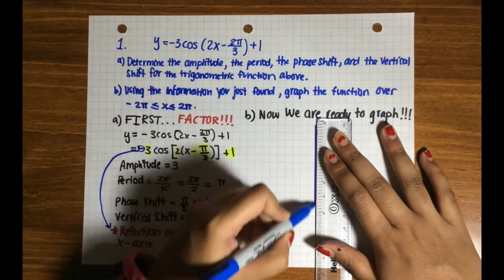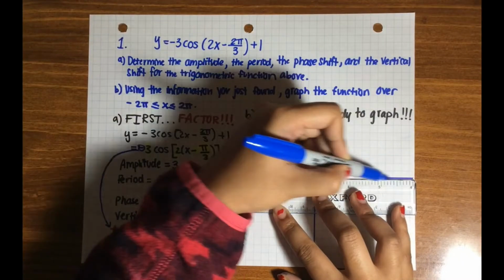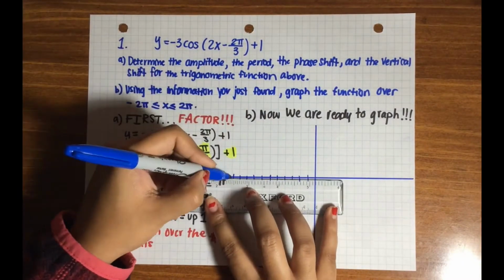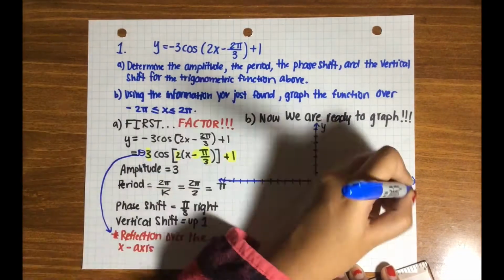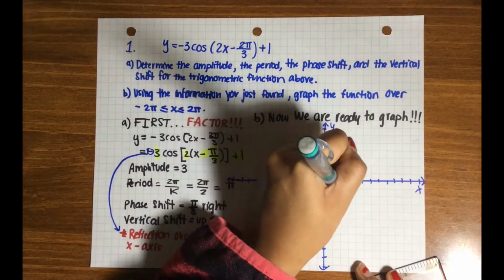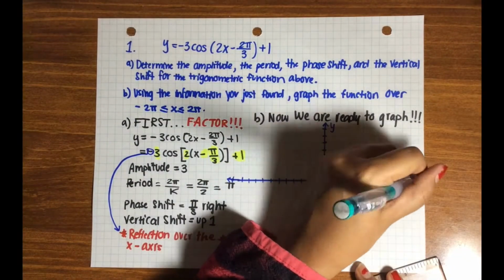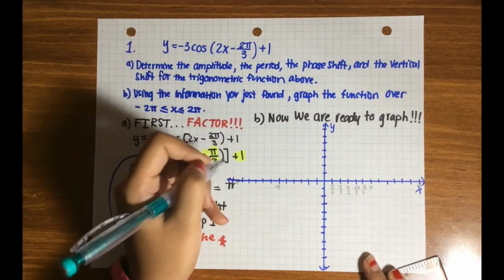Start by setting up your graph. For my horizontal axes, I decided to do 6 boxes to pi. This is because the phase shift is pi over 3, and by using the scale, I could get more precise points. And for my vertical axes, I decided to go up by 1s.